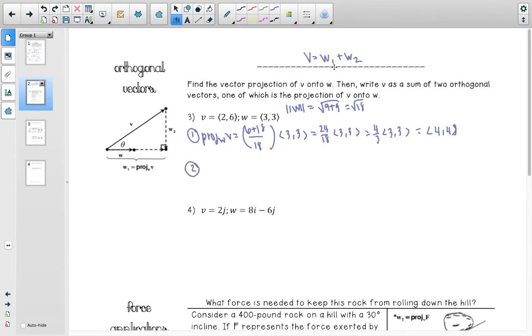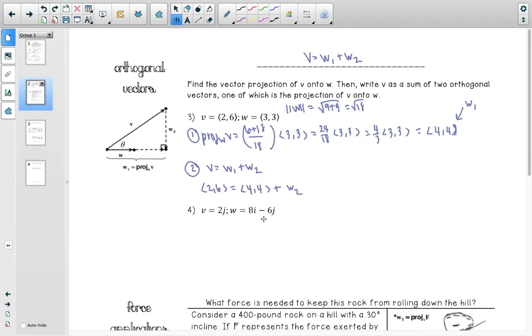All right, step number 2 is you're going to actually use this formula. We already know what vector V is, so let me just rewrite this. When you find the projection vector, that's the W1, and that's what we talked about on that first page, but it's also written in your notes. So we're just going to plug and chug this. V is 2, 6. We have W sub 1, which is 4, 4. And then we're trying to find W2.